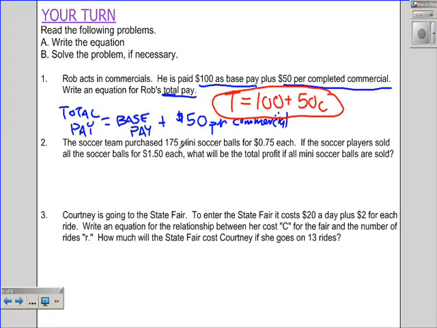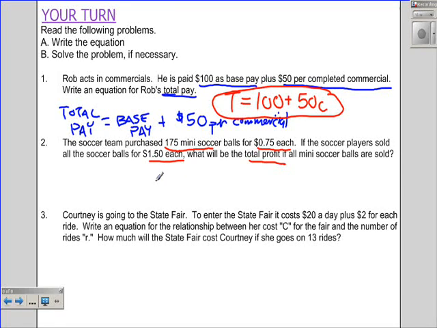The soccer team purchased 175 mini soccer balls for 75 cents each. If the soccer team sold all the soccer balls for $1.50 each, what will be the total profit if all mini soccer balls are sold? Ooh, to set this one up, I want to know total profit is what I'm looking for. I know the number of balls. I know that they were bought for 75 cents and they were sold for $1.50.